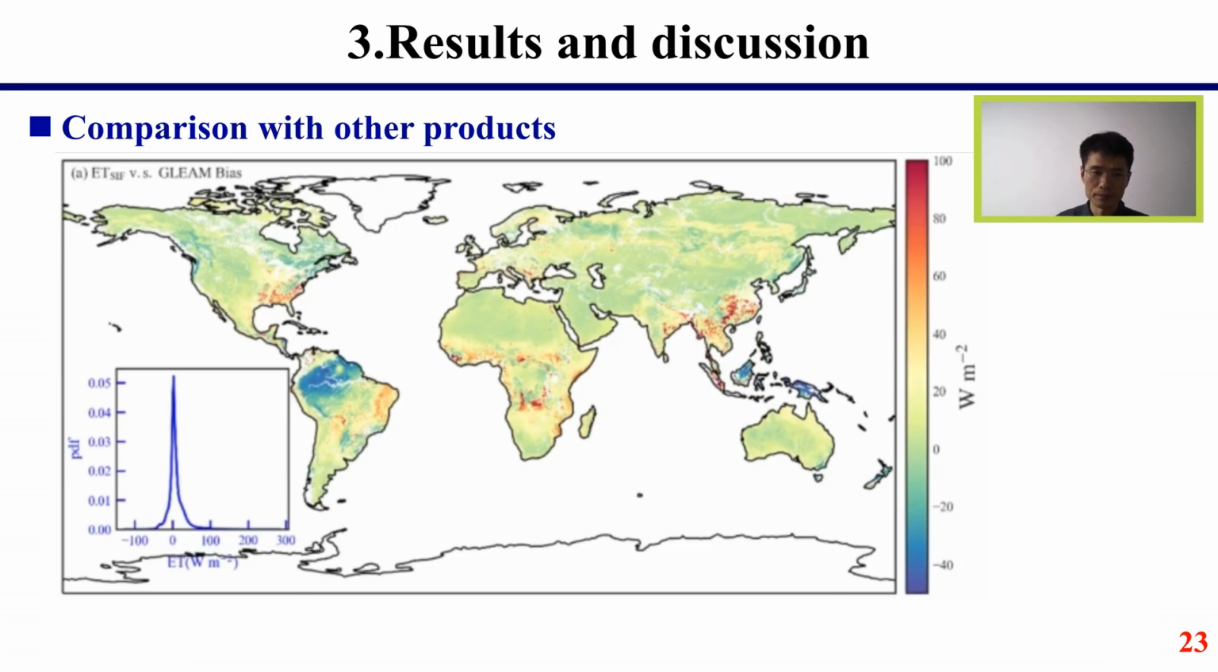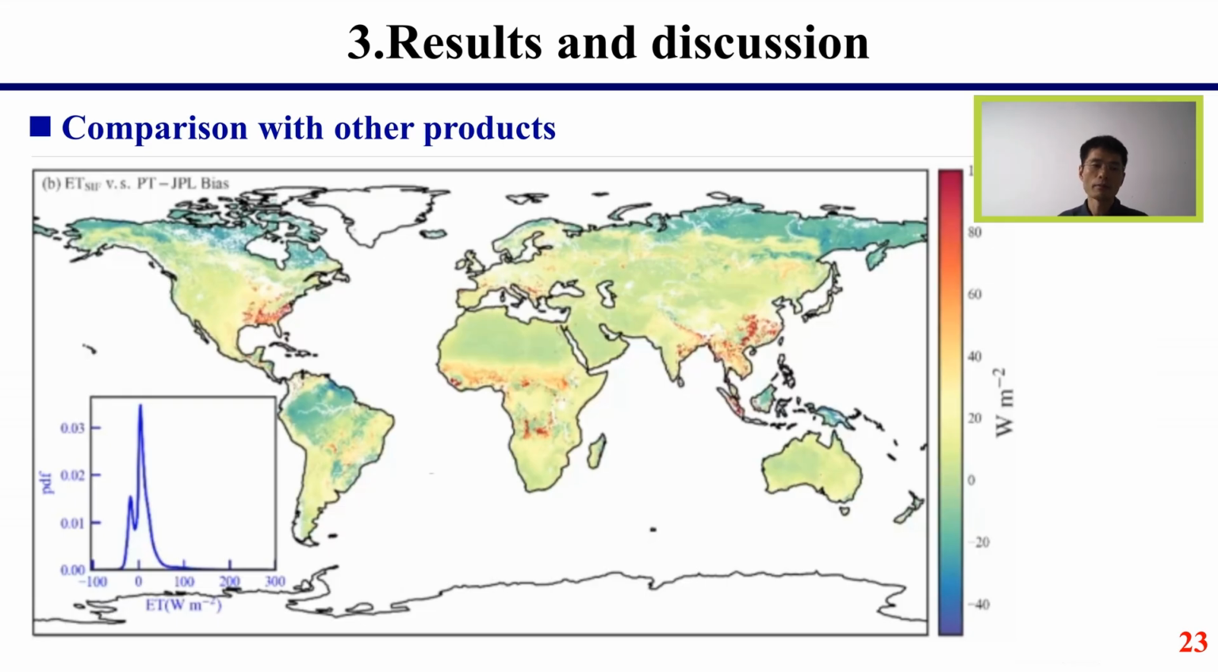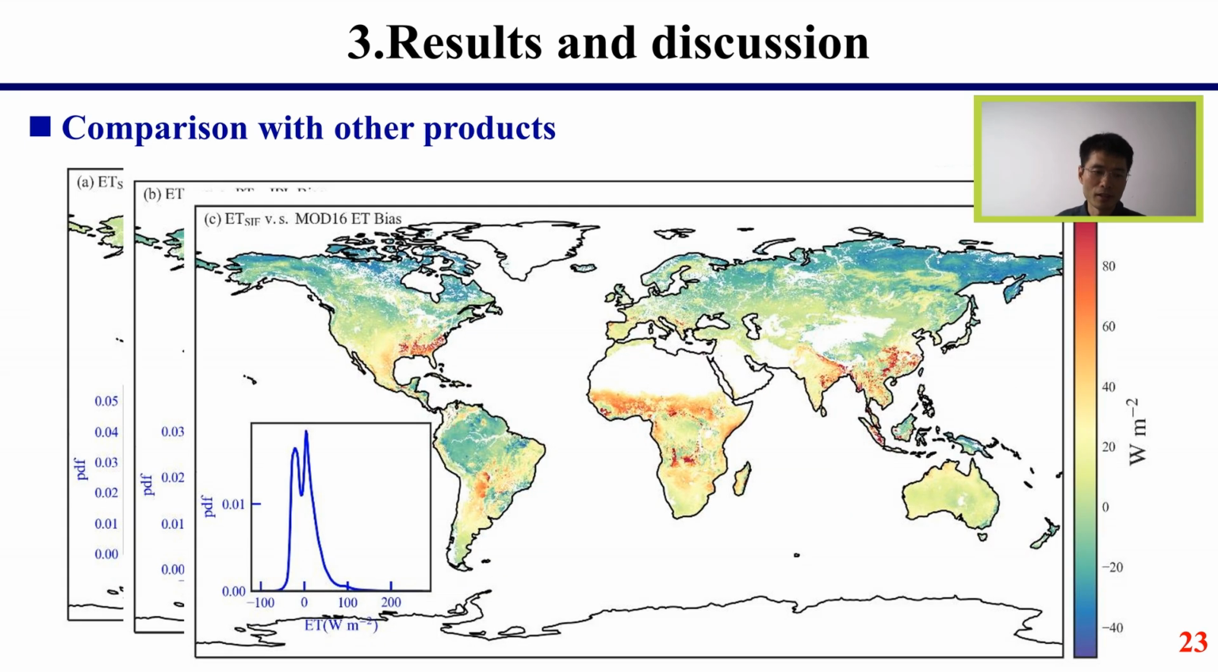Even though there are some differences here, we also compared our data with the PT-JPL model. So here we can still see some very high difference. If you look at the PDF, it has two peaks. So basically these two products should have some major difference.